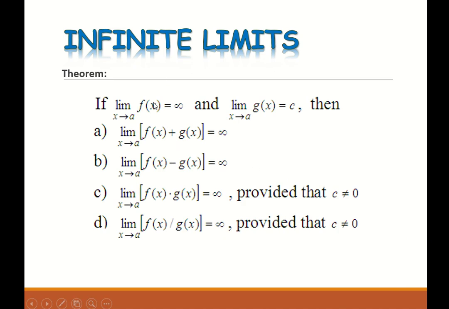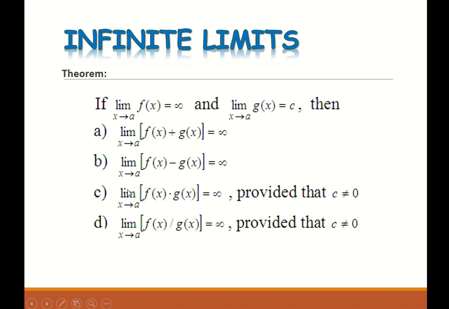If the limit of f(x) as x approaches a equal to infinity, and the limit of g(x) as x approaches a equal to c, then we have the following theorems. A, the limit of the sum of the two functions as x approaches a equal to positive infinity. And B, the limit of the difference f(x) minus g(x) as x approaches a equal to positive infinity also.